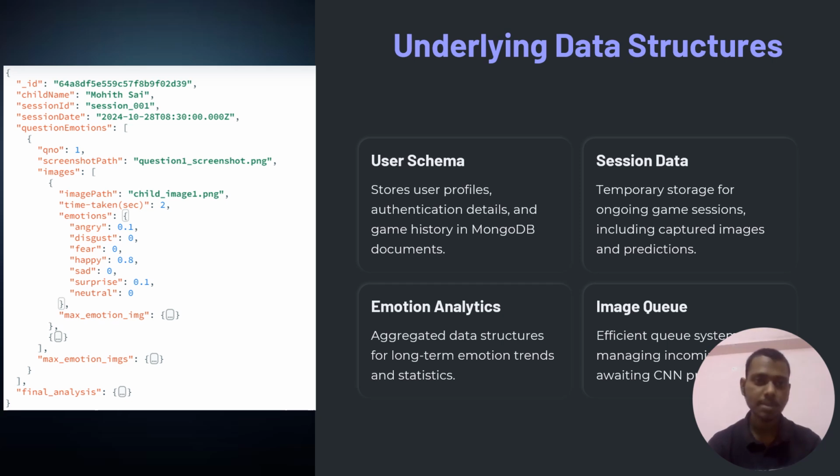Additional fields like maximum emotion image could store the image when the maximum intensity of a specific emotion is detected within this question, aiding in identifying peak emotional response. Maximum emotion images: these fields might be used for storing paths to multiple images where a strong emotional response was observed, storing an overview of intense emotional moments during the session. Final analysis, likely used to store a summary or aggregate analysis of emotions across all images for the question, providing an overall emotional trend.